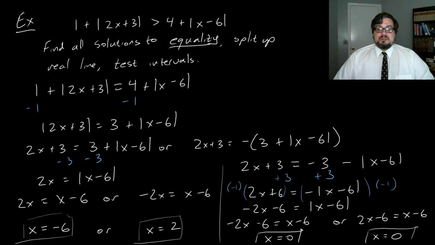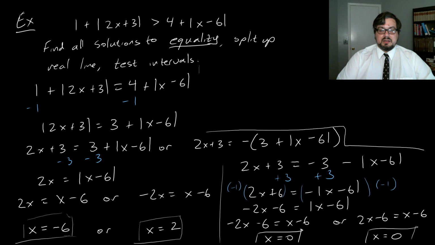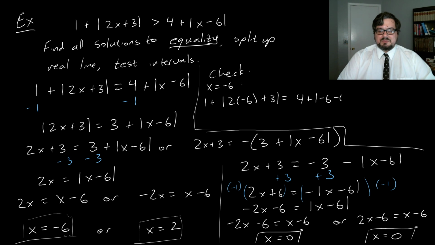So in this case, we wound up with 3 possible solutions: x equals negative 6, x equals 2, and x equals 0. And the x equals 0 has been repeated. So now we do want to go and check to see whether they are in fact solutions to the equality, because we can get extraneous solutions here. So let's check. If we get x equals negative 6, then that tells us 1 plus the absolute value of 2 times negative 6 plus 3 equals 4 plus the absolute value of negative 6 minus 6.